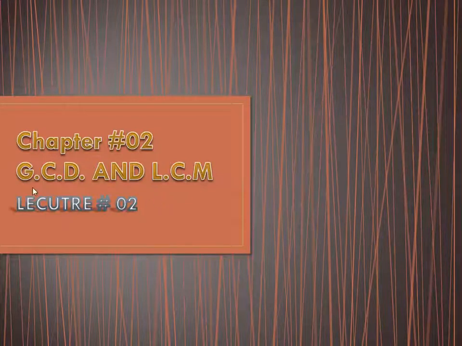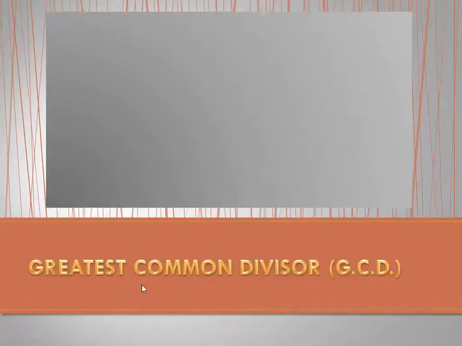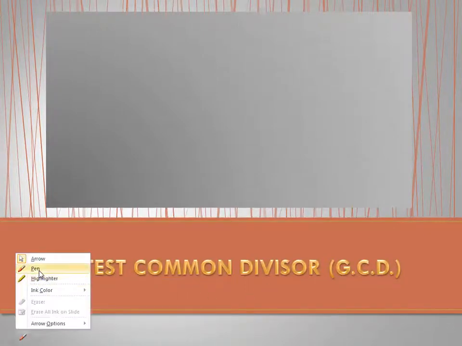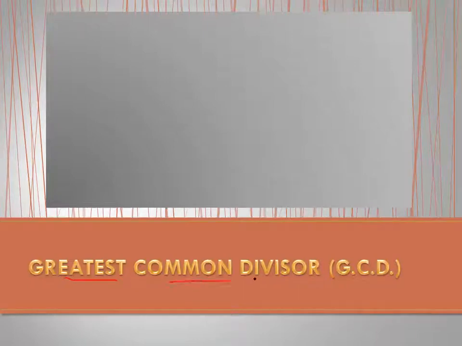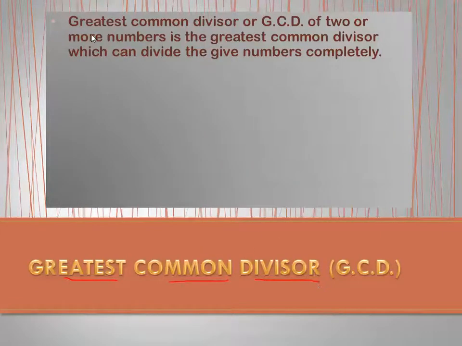So first of all, we should know what is the definition of GCD. GCD means greatest common divisor. What does it mean? Basically, the greatest common divisor, or simply GCD, of two or more numbers is the greatest common divisor which can divide the given numbers completely.